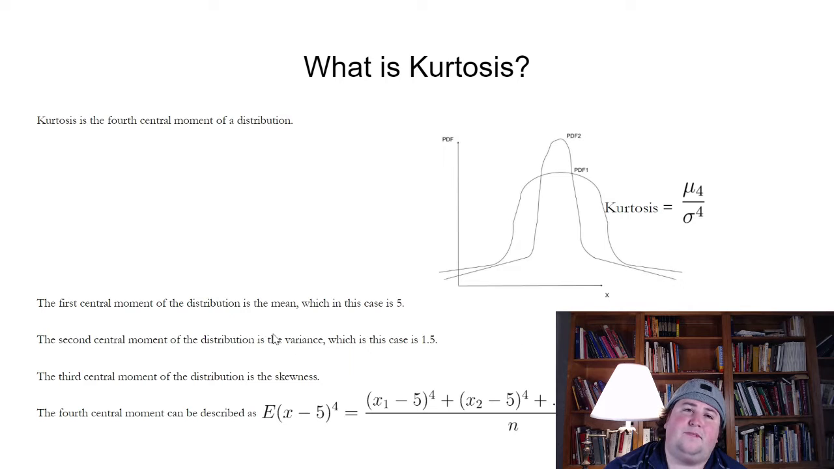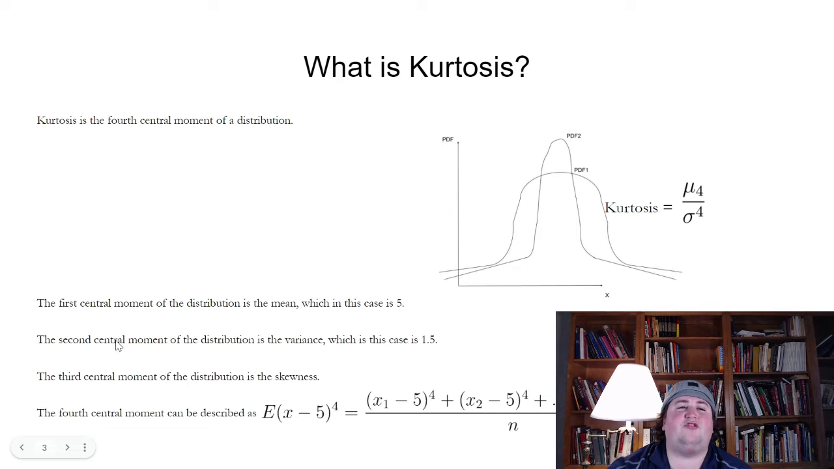In this case, the first central moment of the distribution, which is also the mean, is 5. So you can see here it's centered around the mean, which is 5. The second central moment is the variance, which in this case is 1.5. Right? So the variance of the distribution is about 1.5. The third central moment is the skewness. And you'll recall from the skewness video that the skewness is the extent to which the distribution is centered around the mean and symmetric around the mean. In this case, both PDF1 and PDF2 look like they have pretty low skewness, right? Because they're both pretty well centered around the mean.